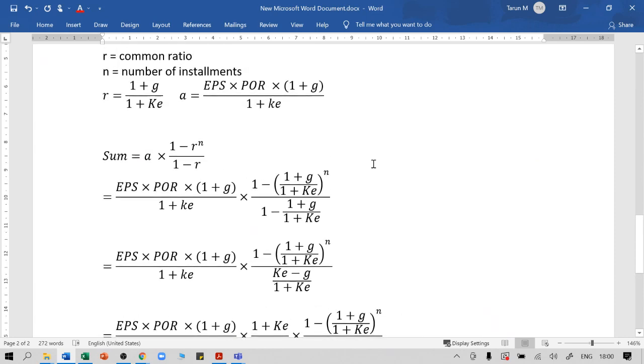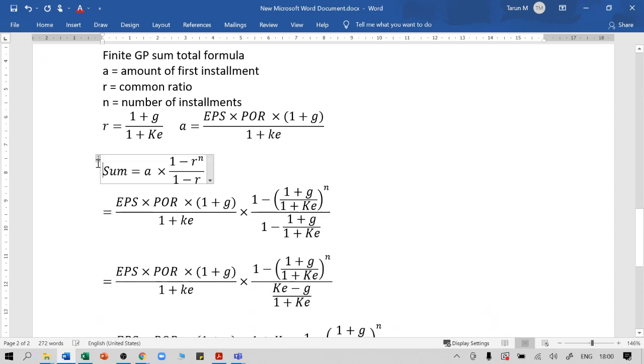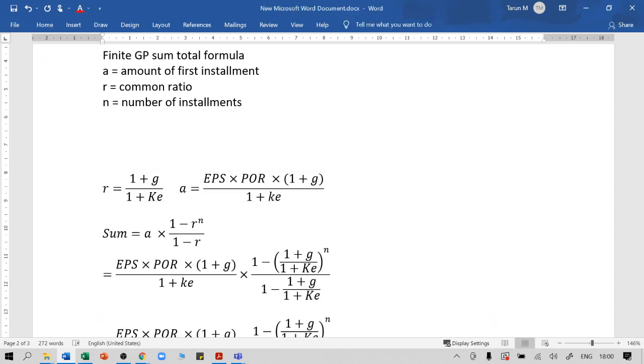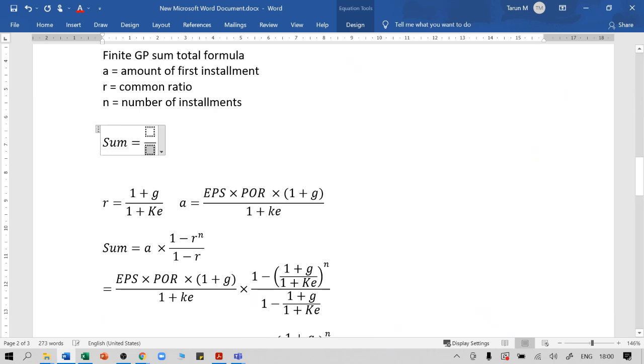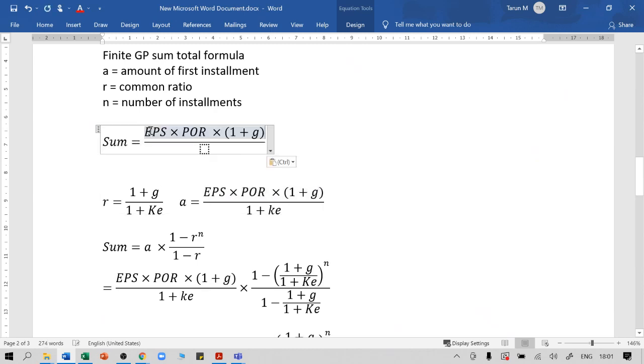Now, how is this a finite GP? If you allow me 5 minutes, I'll prove that yes, this is a finite GP. So look, what kind of cash flow you'll have. The cash flows will be like this. If you want to make a total sum of present value of cash flows, the first year's amount, let's say, is EPS into payout ratio into 1 plus growth rate. EPS into payout ratio will give you DPS, but this is for year 0. Multiplied by 1 plus G, this will give you the first year's dividend.